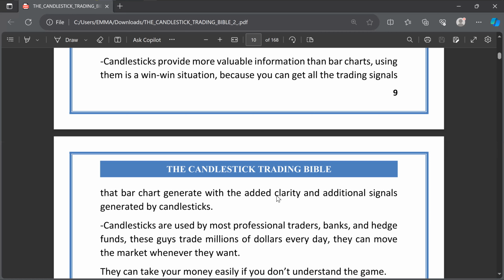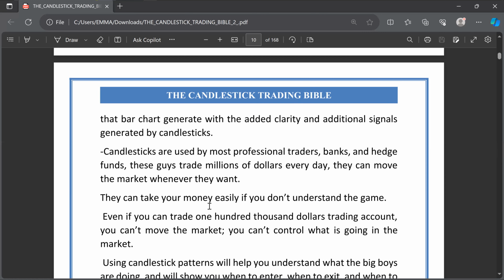So that is it. Now, he said because you can get all the trading signals that bar charts generate with the added clarity and additional signals generated by candlesticks. Candlesticks are used by most professional traders. So just imagine, it's not only for the amateurs or the intermediate, but for all of us. The professionals also use it. The banks, the hedge funds, these guys trade millions of dollars every day, and they can move the market whenever they want. We'll talk about this more. Now, they can take your money easily if you don't understand the game.